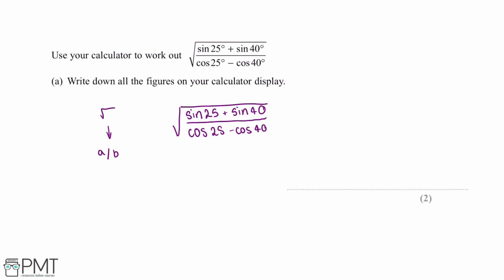And we want to write down all of the figures on our calculator display. And this is 2.75603957. And this question's worth 2 marks. And both of these will be for the correct answer and for writing all the figures on your calculator display.